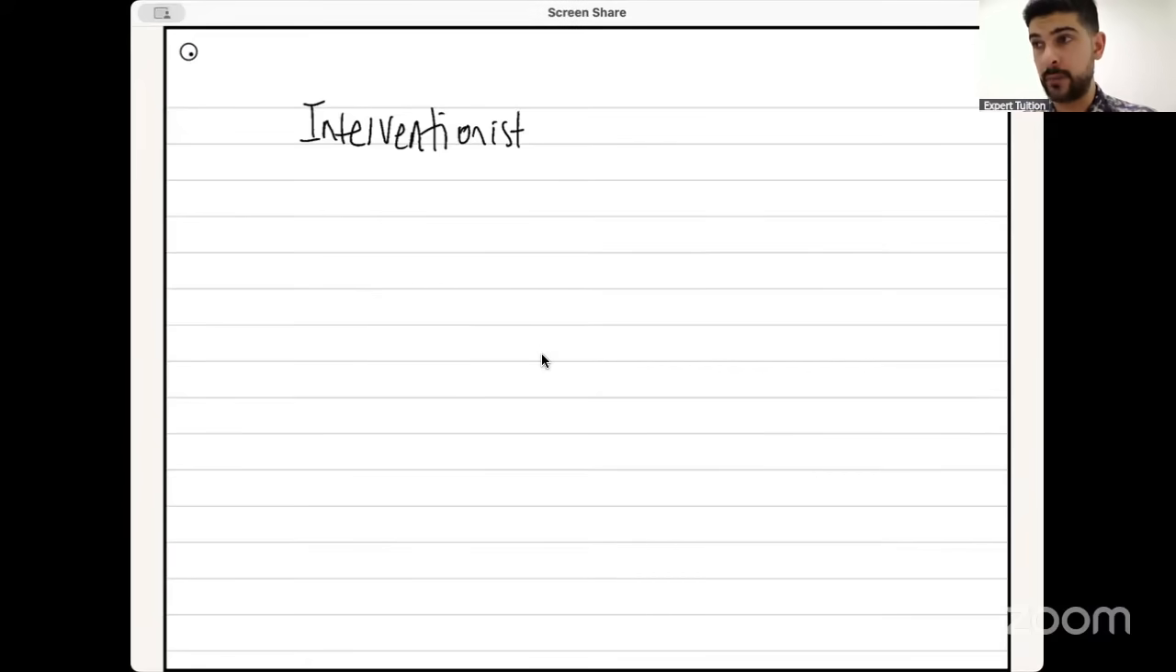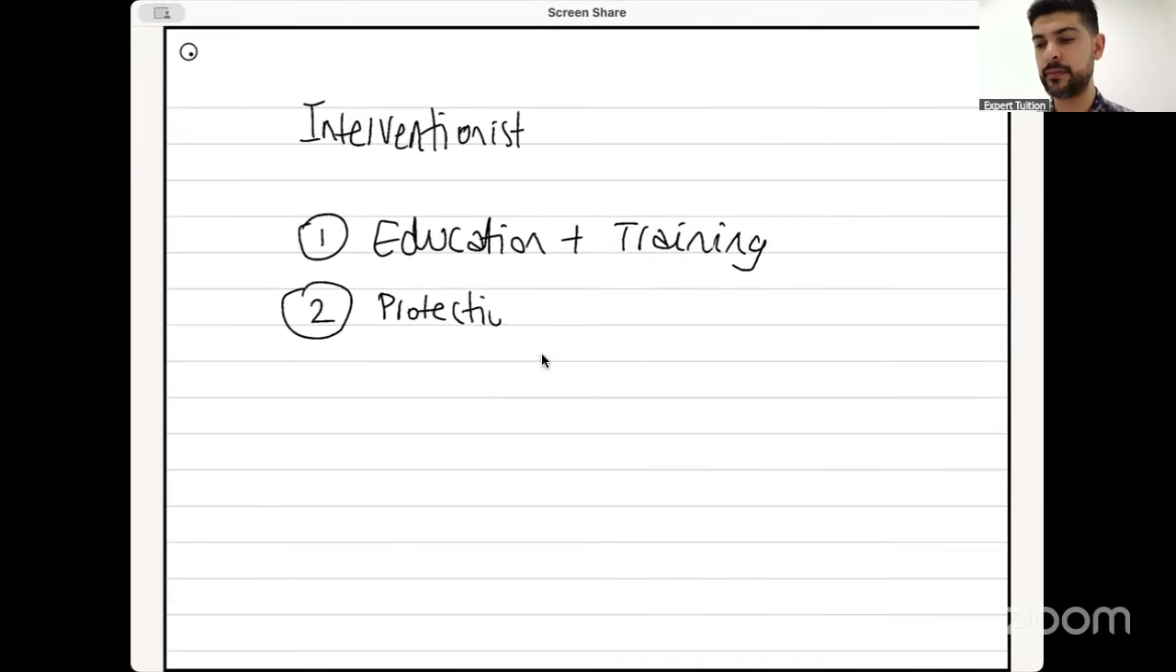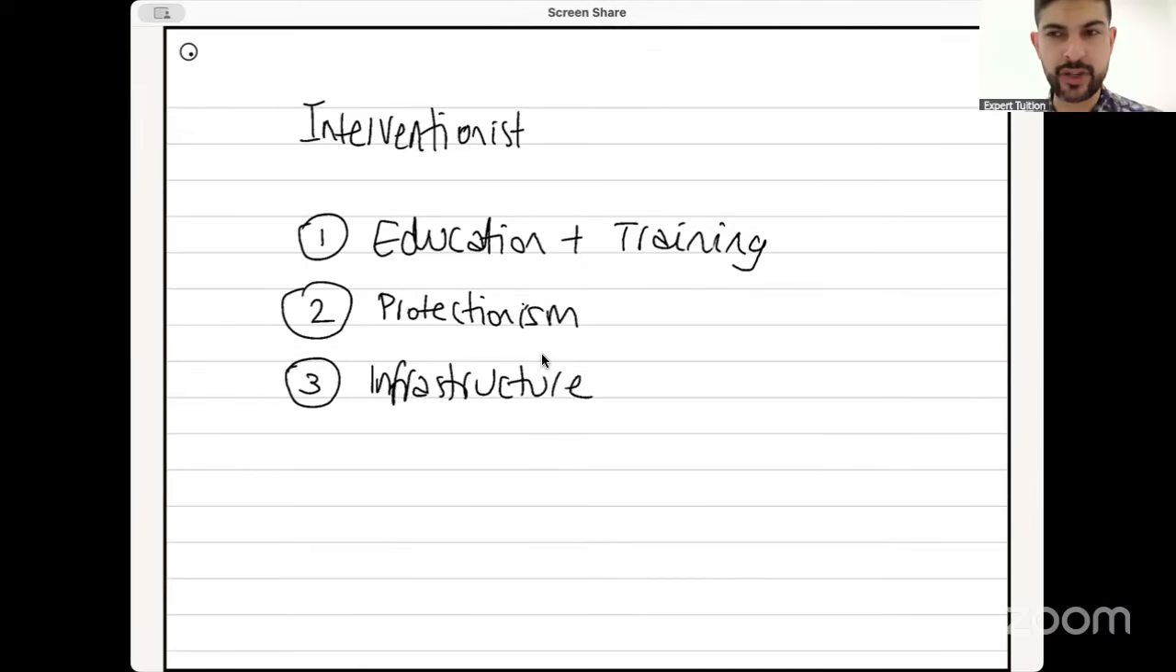So, in a nutshell, these are your three. Number one is non-negotiable. It's the one that I always want you to do, which is education and training. The government can invest into education and training programs. That's one. Number two, a second interventionist strategy is protectionism. And finally, number three, even though I think the first two are the best ones, is improving infrastructure. I need you to know about the third one in the event that the extract is very heavy on this.